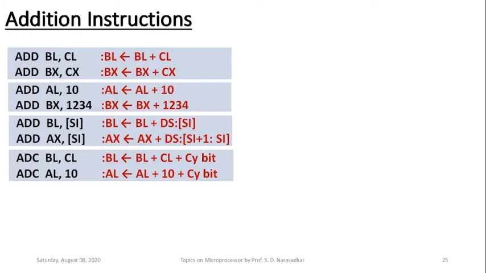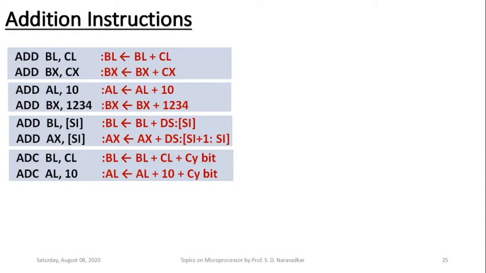So far we have seen the normal addition, where the carry bit is not considered. Now the two examples shown next are add with carry instructions. ADC BL, CL, add with carry. An 8-bit addition will be performed, BL plus CL along with the carry flag bit. It is a single bit, no doubt. Once that addition is performed, BL plus CL plus carry bit, the result will be copied to the destination, which is register BL.